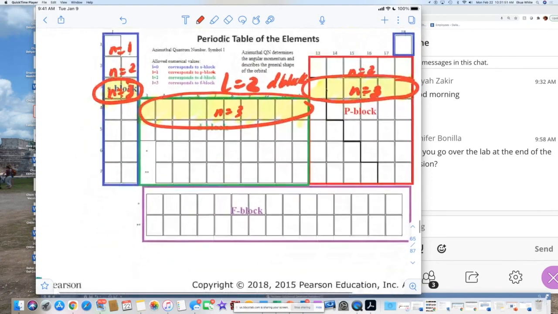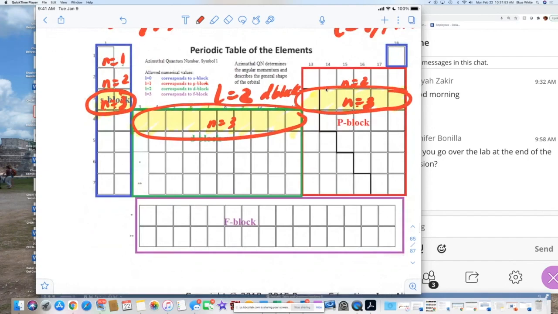If you're working on your homework, you want to pick the answer that fits with the question they're asking you. There is no n equals 3 in f. The f block starts at 4. It only has 4 and 5 for the n values. So that's why it's important to know that.